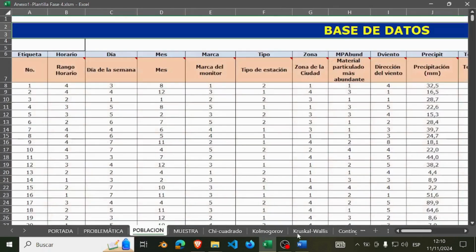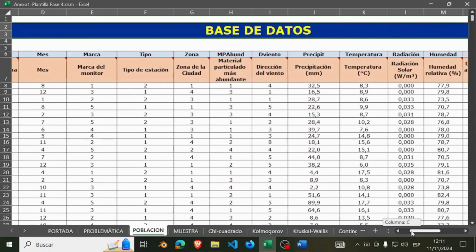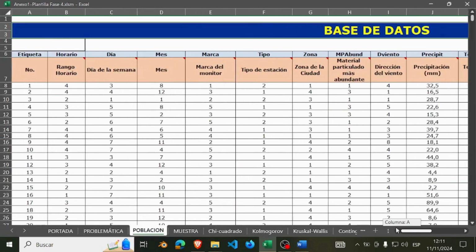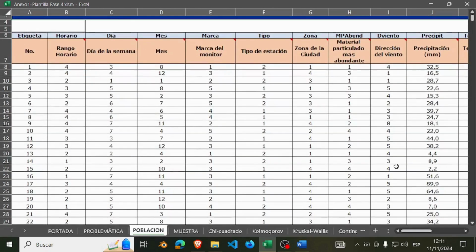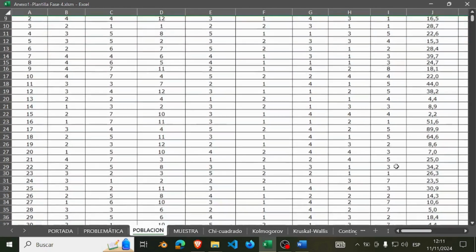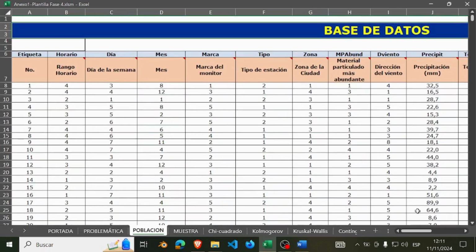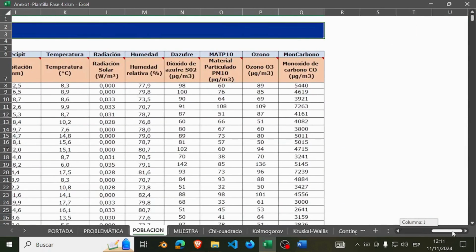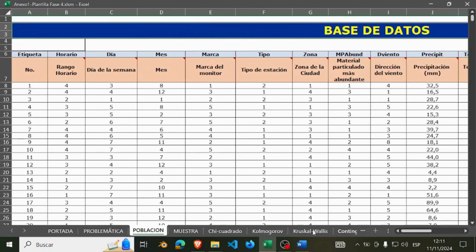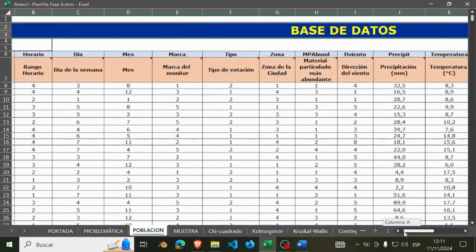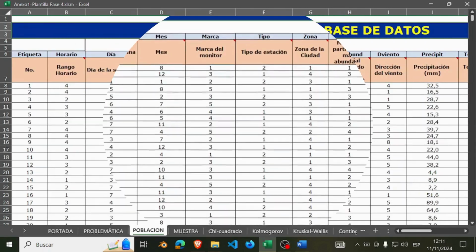Database. The database used for this analysis contains information collected from different urban areas, with variables such as city zone, particulate matter level, PM10, day of the week, among others. This database is essential for applying non-parametric tests, as it allows us to observe how the variables are distributed and whether there is any relationship between them.